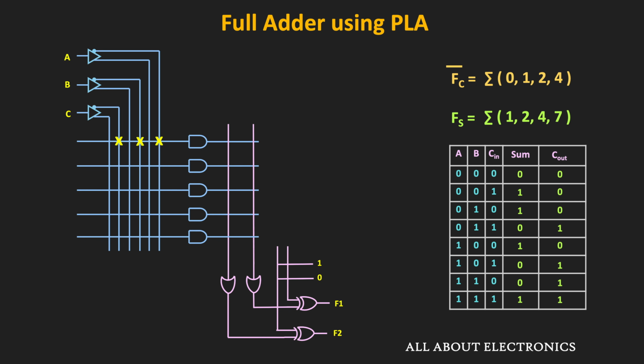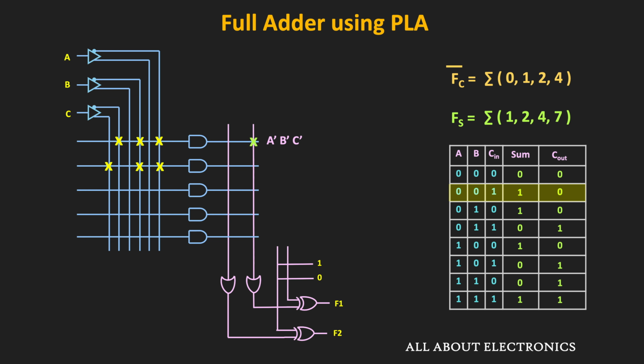That means here, the output of the first AND gate corresponds to A bar dot B bar dot C bar. And this term is only required by the FC dash. So that's why it is only connected with the one OR gate. Similarly, the second required minterm is equal to M1, that is equal to A bar dot B bar dot C.